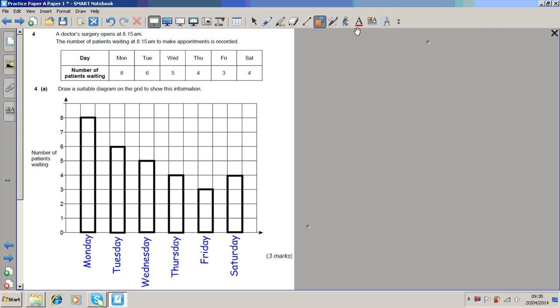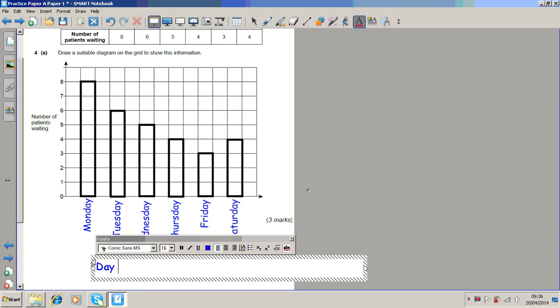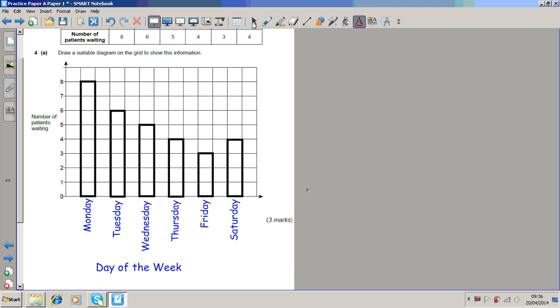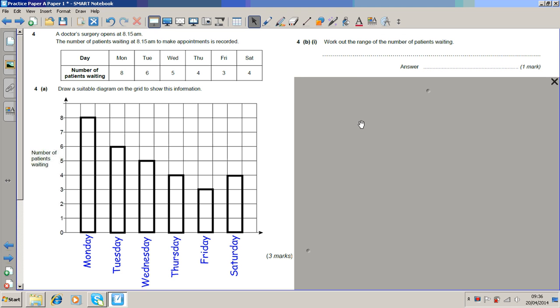And the other thing we're missing is the label in the axis. So day of the week. Just label up that axis as well. We'll make sure you get a ruler out for things like this, okay? Simple things, but accuracy is important, so make sure you do.